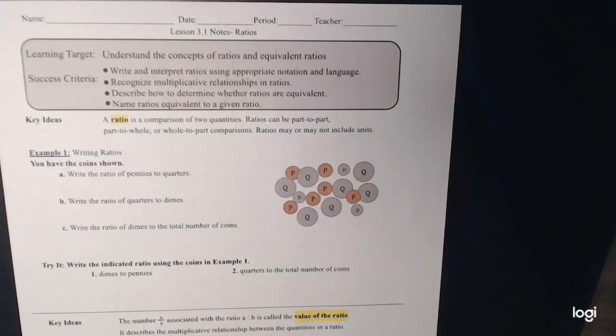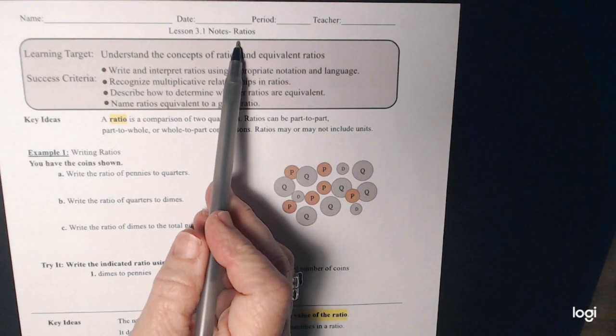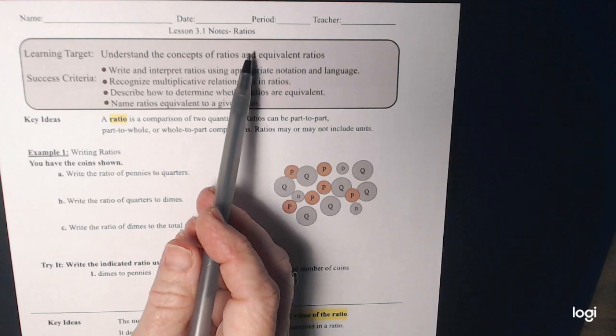Today we are going to start chapter 3. It's about ratios, as you can see right here. Ratios, remember, are two numbers. We've done a lot with ratios in our Math 5 a day, so hopefully this lesson won't be too challenging.